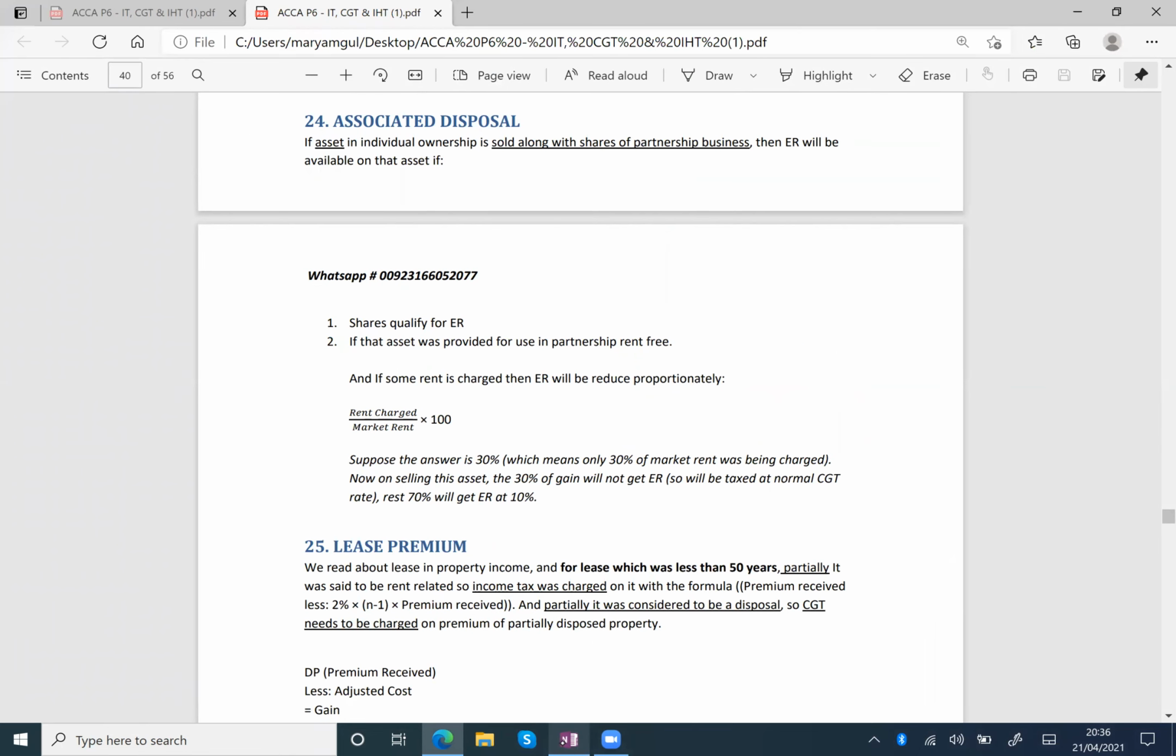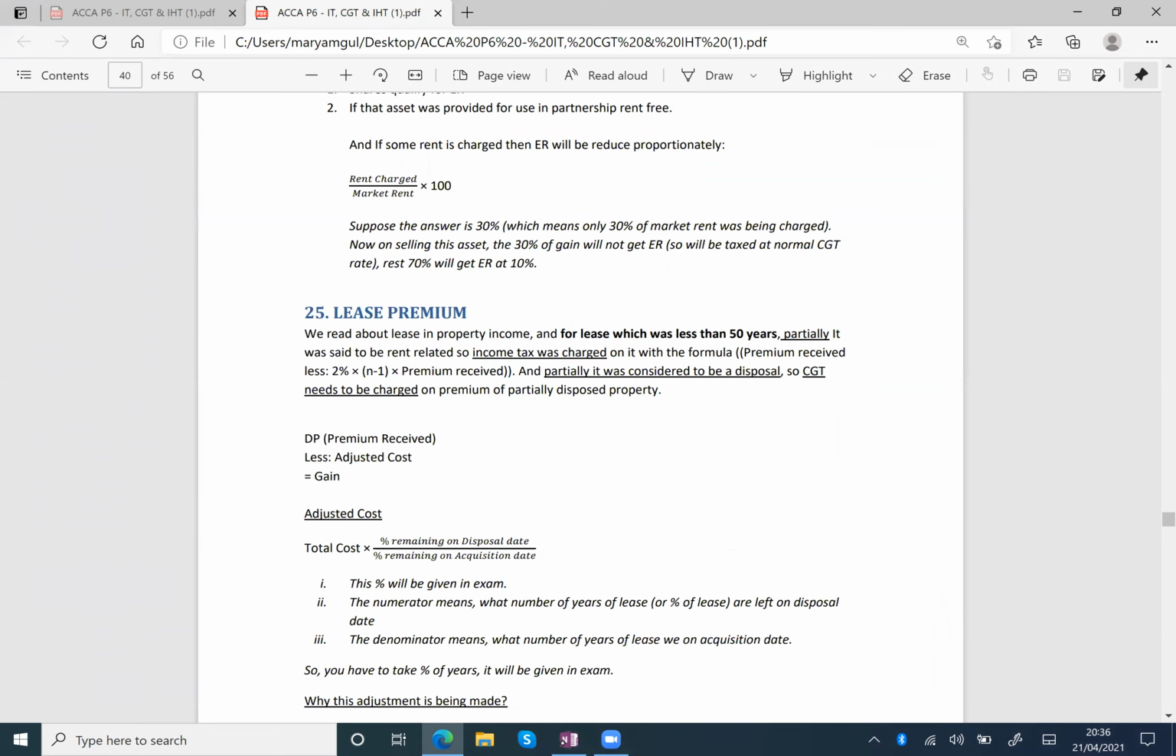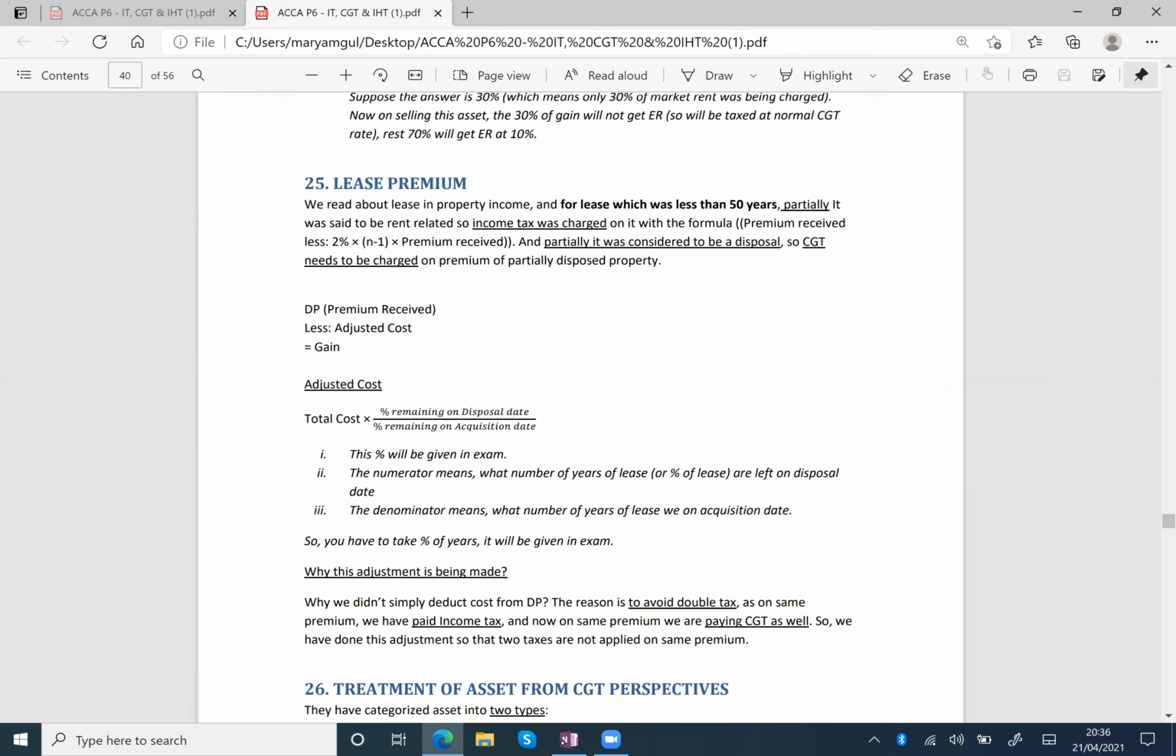Now the next topic is lease premium. I already discussed the lease premium topic in income tax, property income chapter. Now I will tell you how to pay the CGT on lease premium. You can see the formula: DP means premium received less adjusted cost, and then you will get the chargeable gain. Adjusted cost means total cost multiplied by percentage remaining on disposal date divided by percentage remaining on acquisition date.